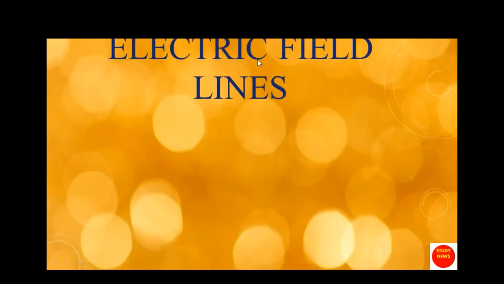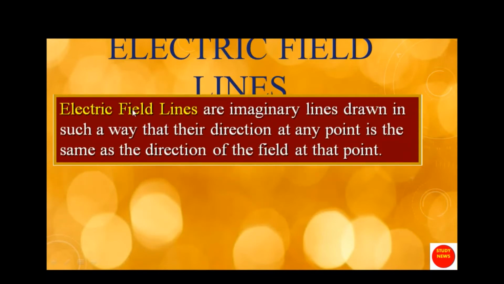So let's begin with electric field lines. Electric field lines are imaginary lines. They are not real lines which can be seen with our naked eyes. These are just imaginary lines drawn in such a way that their direction at any point is the same as the direction of the field at that point.